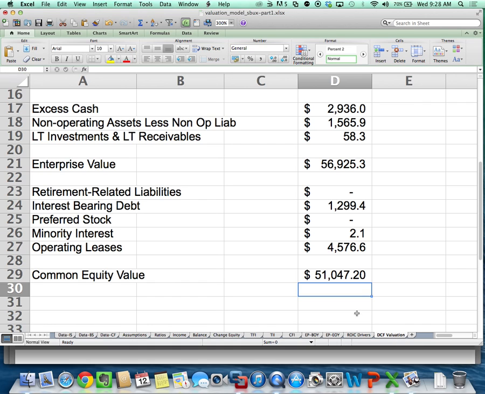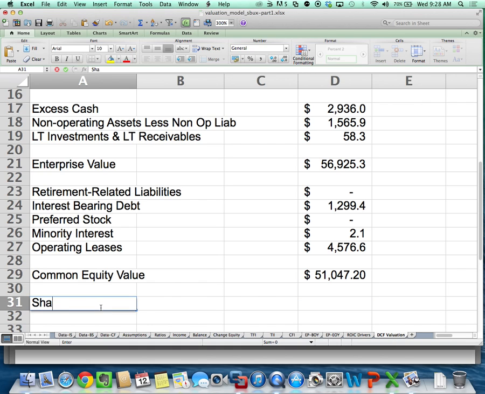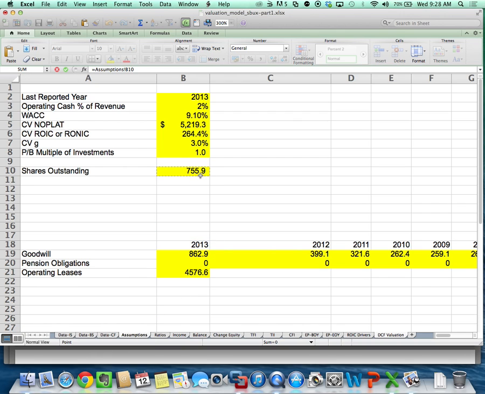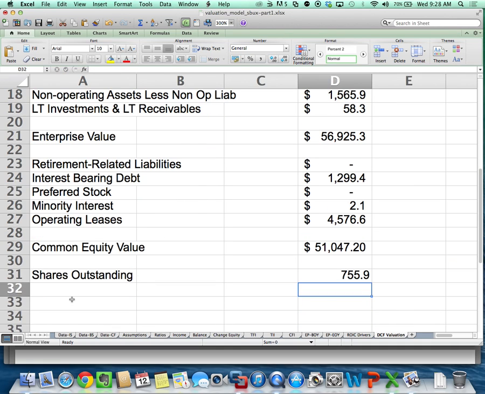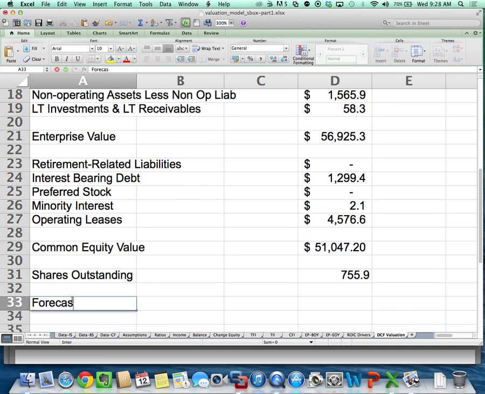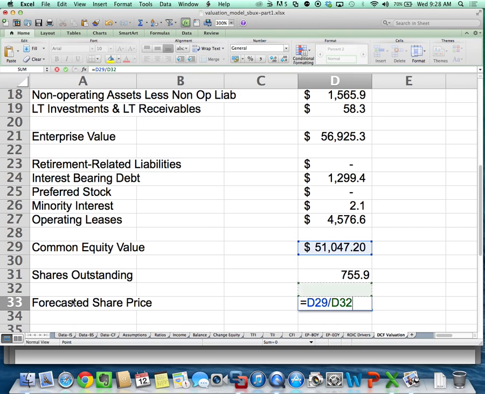All right, so DCF valuation, shares outstanding equals that number, forecasted share price, common value divided by shares, 67.53. So if all those assumptions come true, I'm at $67.53 a share.